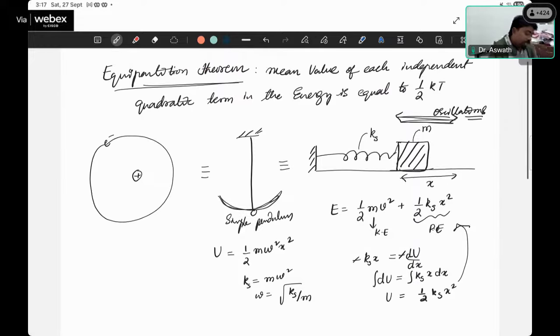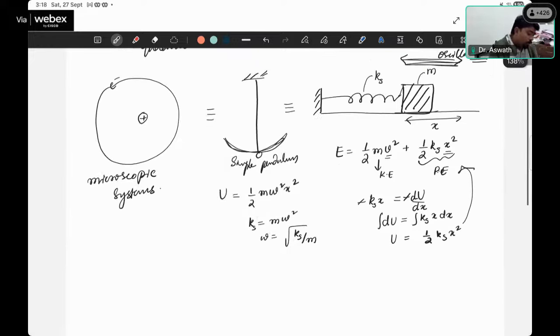Similarly, if I take a microscopic system which is showing some oscillations, just like a simple pendulum or spring mass system, it is going to have some quadratic contributions coming from its velocity and from its potential energy. If I take a collection of many microscopic systems, each one is going to have such an energy contribution coming into the overall energy.